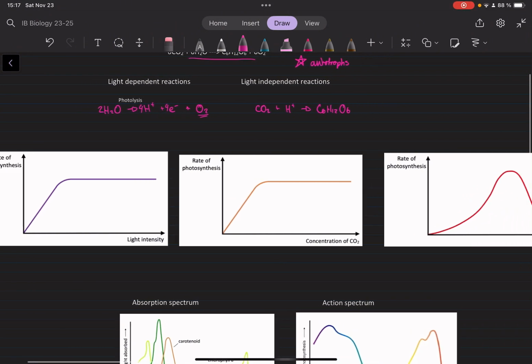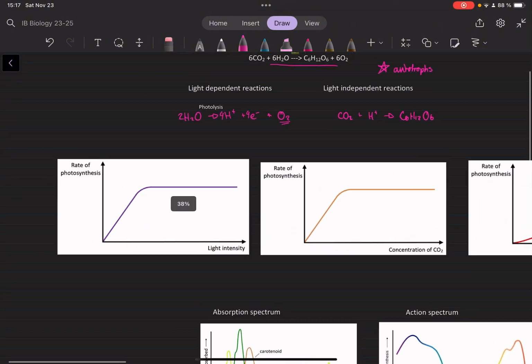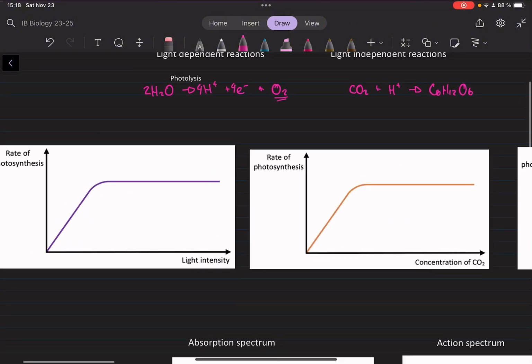But then there are certain factors that determine how fast the rate of photosynthesis will go. And the first three common ones that you probably learned from previous years are light intensity, concentration of CO2, and temperature. So as you can see, concentration of CO2 and light intensity are pretty similar, but I'll still go through them one by one.